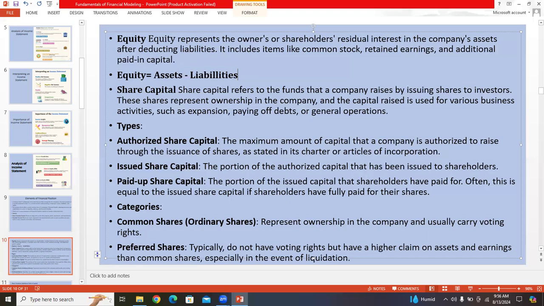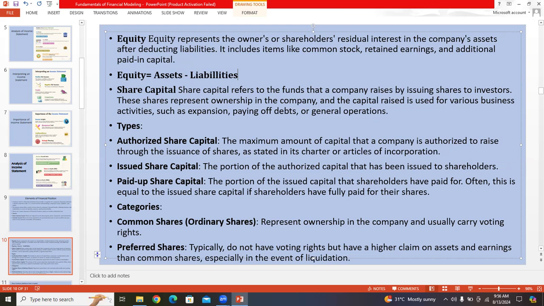First of all, we need to see the share capital. Share capital refers to the funds that a company raises by issuing shares to investors. So we are issuing shares to investors to fund the company's future working benefits or income generation, a beginning point for your business. That is called share capital. These shares represent ownership in a company.